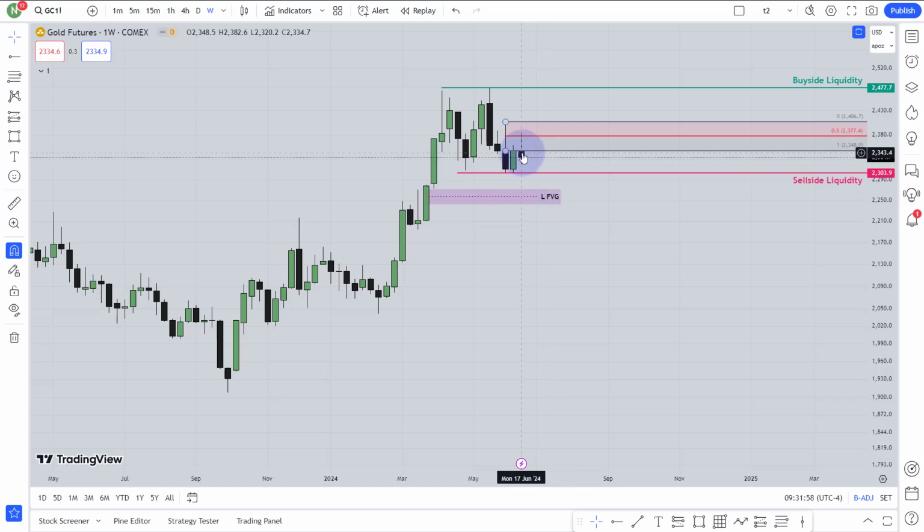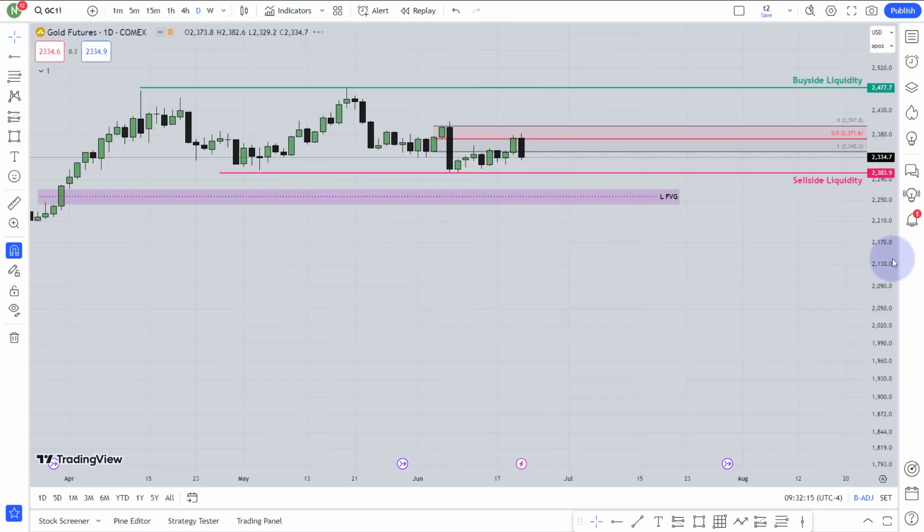Okay, if and only if the market closes above this constant encroachment from the weekly chart, I will start to think that the market is not going for the sell side liquidity. Instead, it's going for the buy side liquidity. So this constant encroachment, or the 50% of that week, is extremely important for me.